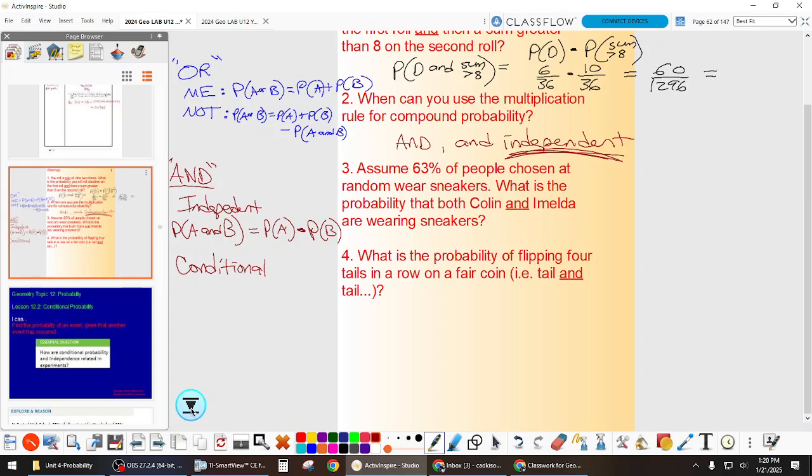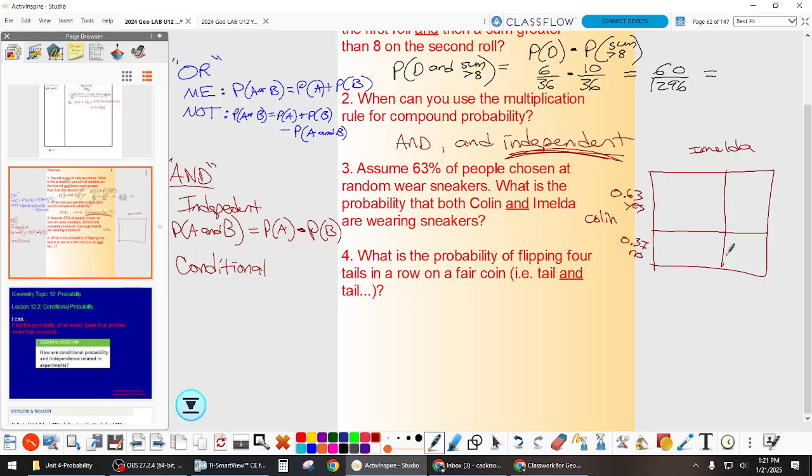You can use an area model. Yeah, if you want. It would look like this. Maybe just pick one person on each side. So Colin, 63% is just over half, so maybe just there. Yes is the bigger section, and 0.37, no. And then Imelda's the same, 0.37, 0.63.